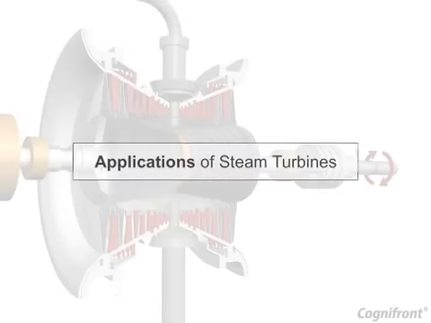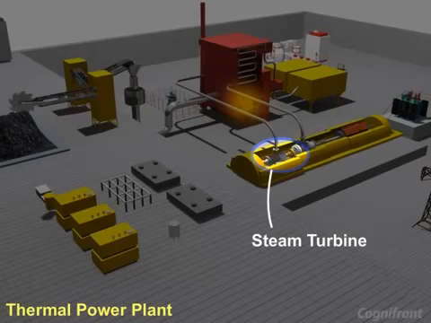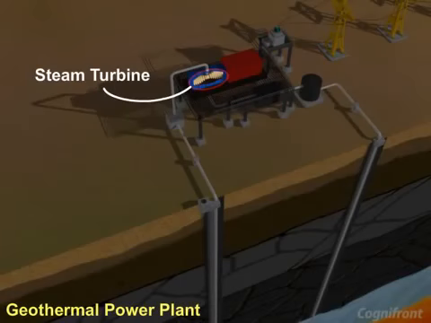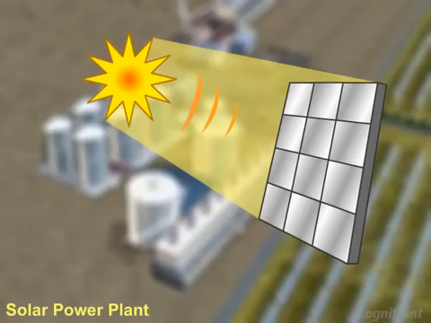Let us view the applications of steam turbines. The steam turbines are mainly used in steam power plants. For example, thermal power plant, geothermal power plant, nuclear power plant, and solar power plant.